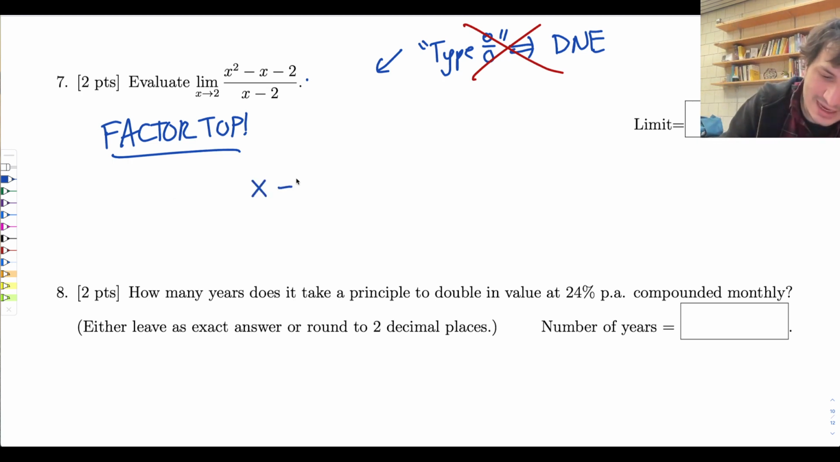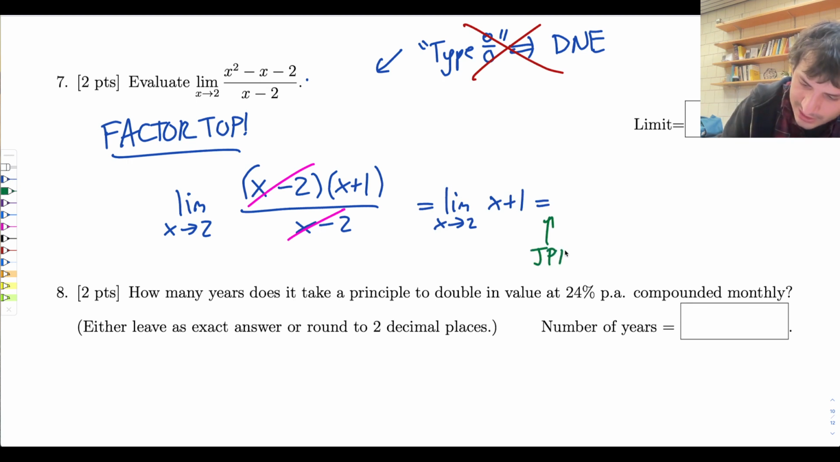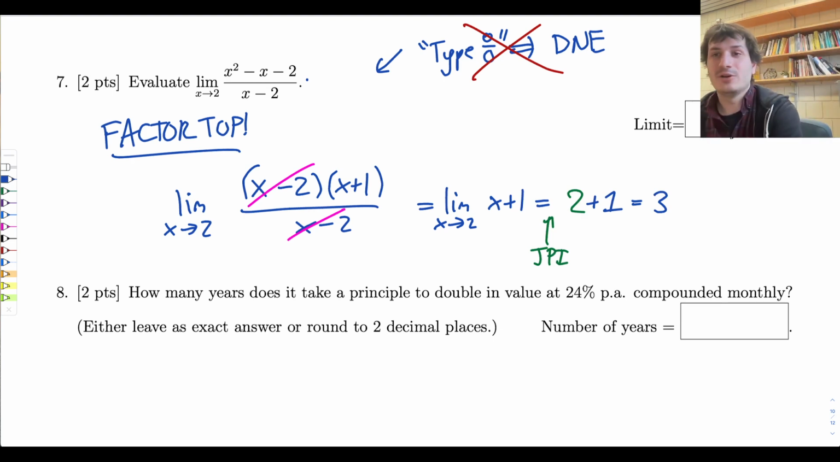The top here is x minus 2 times x plus 1, over x minus 2. And you're doing the limit as x goes to 2. And the nice thing about this is the x minus 2's cancel out. So you end up with the limit as x goes to 2 of just x plus 1. And now you can just plug in to get 2 plus 1, which is 3. So the limit is 3. And that is how you should have done it.